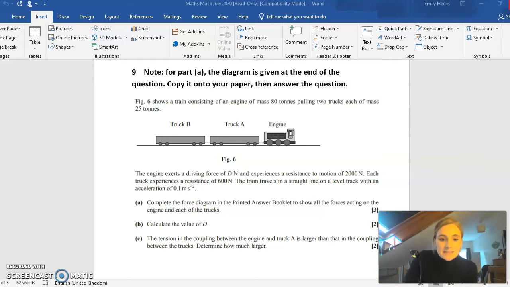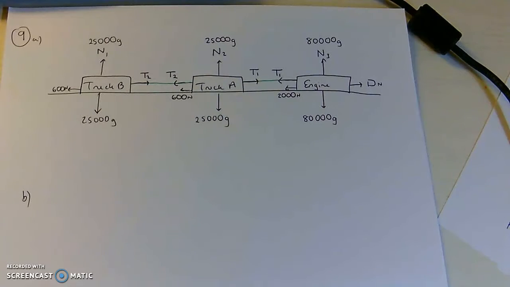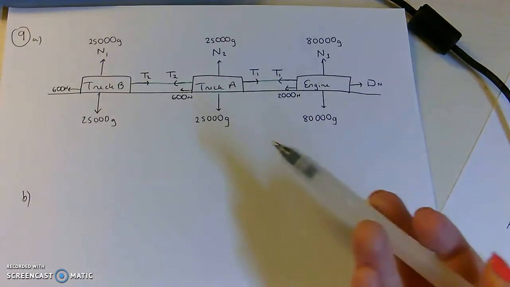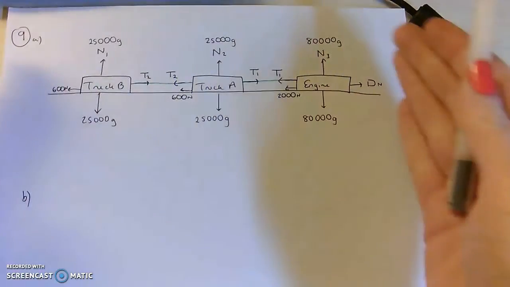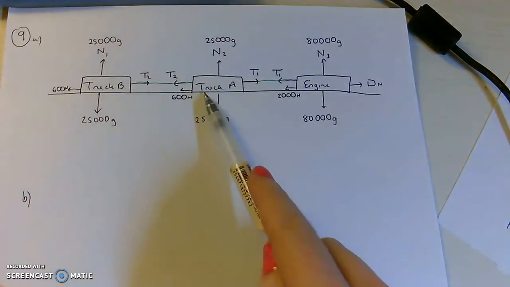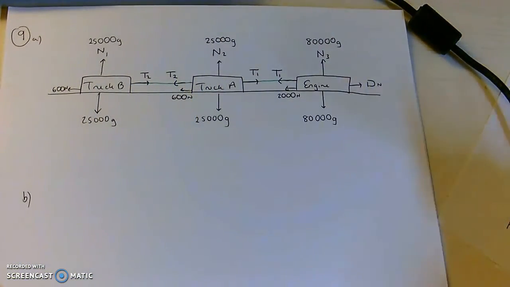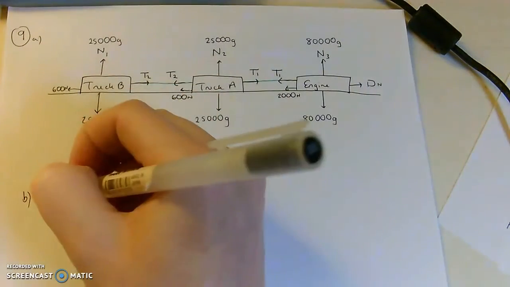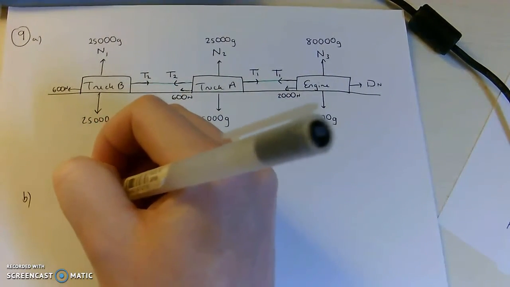Okay, so part B says calculate the value of D. So let's have a look into that. A reminder, whenever we're thinking of forces, we're going to specifically tell the examiner what we're considering and which direction. When we have these ones here, we can consider the system as a whole, or we can consider each individual bit. If we consider the system as a whole, that cancels out these tensions, so that's quite a helpful thing. So I'm first of all going to consider the whole system.